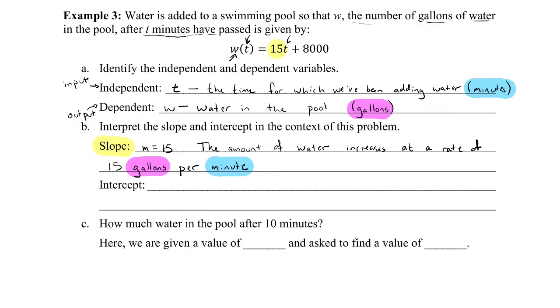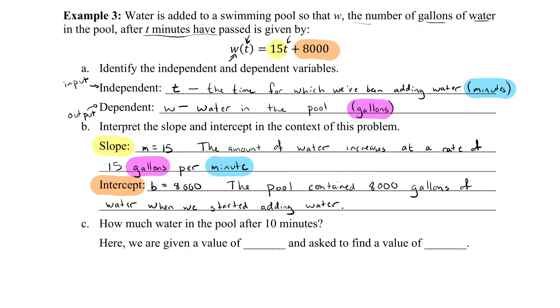So the intercept is the number that's added on. So in this case, B equals 8,000. B equals 8,000. That's the starting value of W. So W is the amount of water in the pool. So the pool contained 8,000 gallons of water. So W was 8,000 when we started, right? When we started adding water.